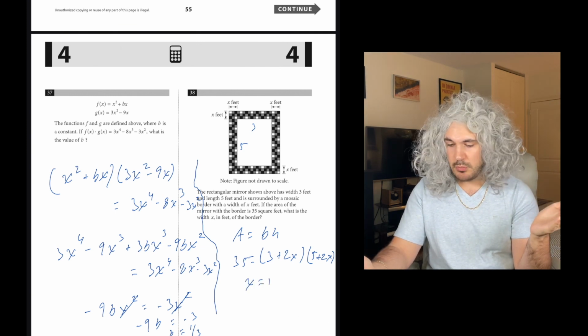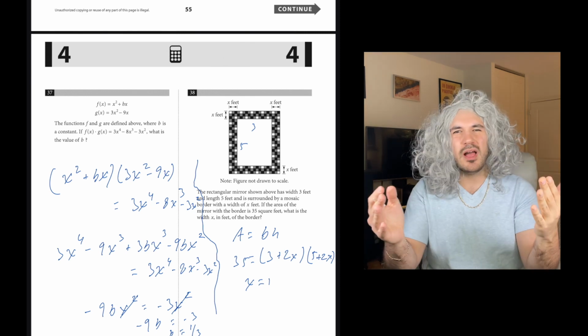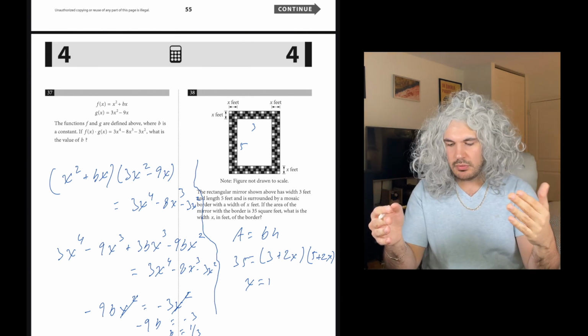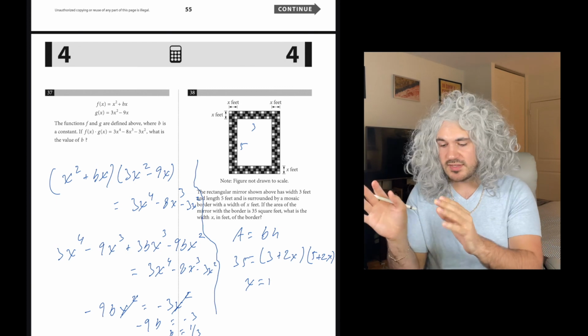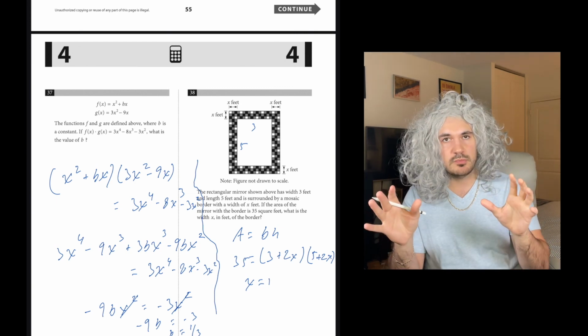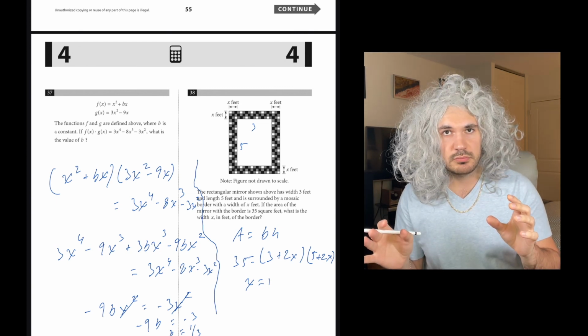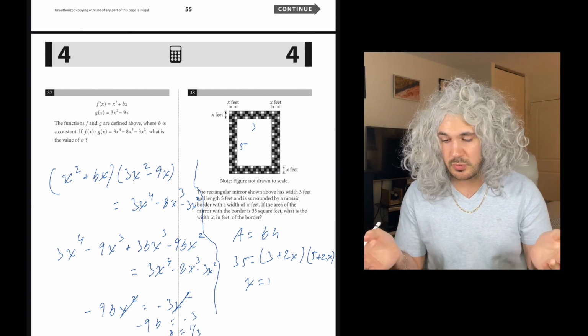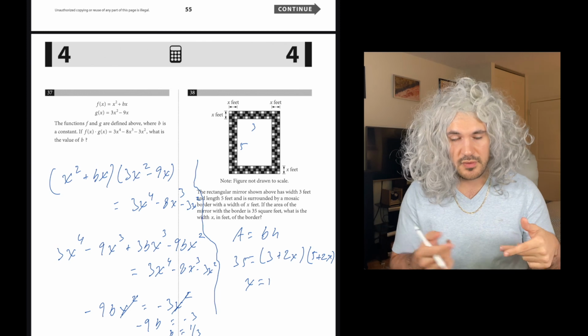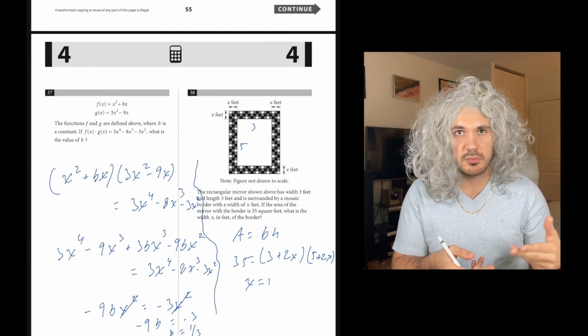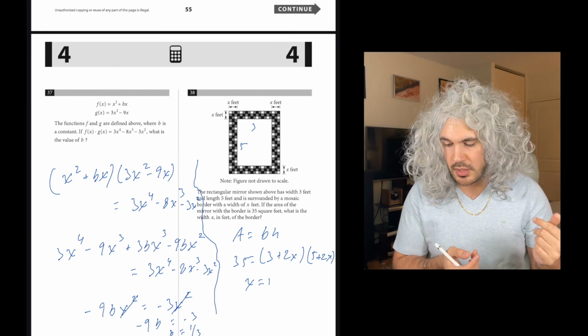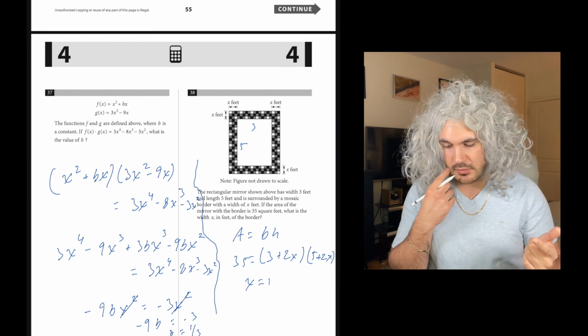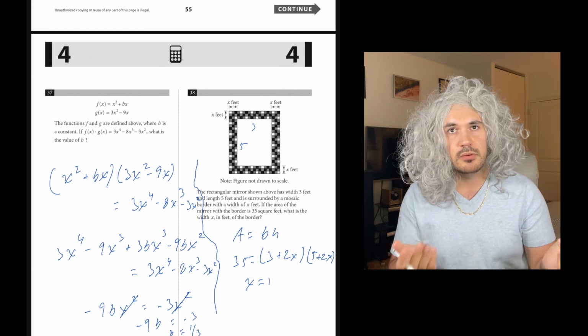Cool. That works perfectly. Otherwise, what you would do is FOIL the right side out, combine like terms, set the equation to 0, then you have a regular quadratic, factor it or use the quadratic equation, or program something in your calculator, and then you would find that x would be 1.